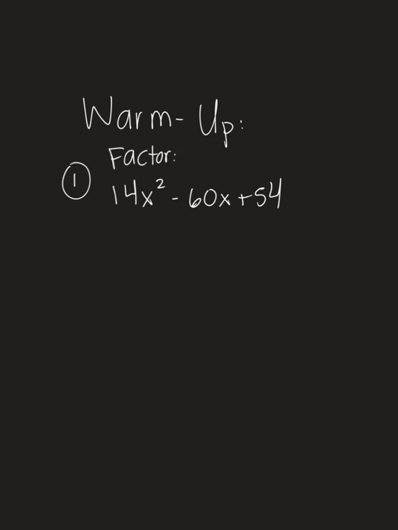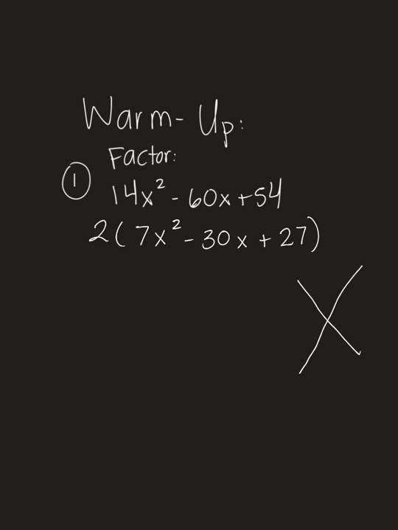Okay, so the first thing that you should see is that 14, 60, and 54 all have a 2 in common. So we can put a 2 out front, and that would leave us with 7x squared minus 30x plus 27. Once we do that, then we can make our x, and then we're going to fill everything in.